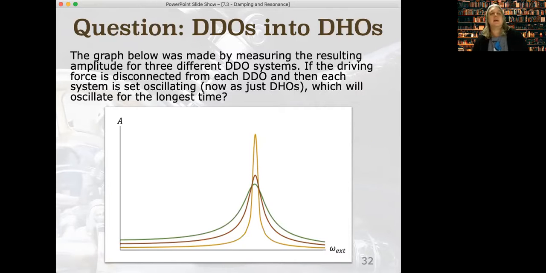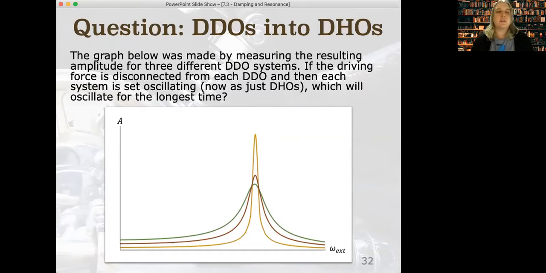So the question here is, given this graph, we've got three different driven damped oscillator systems. You can see that they're not the same identical system because they're different at higher and lower values of driving frequency. Remember the graph we saw where we had three of the same system with just different damping coefficients? They looked exactly the same apart from that peak, whereas this one, everything about the graph is different. So the systems are completely different.